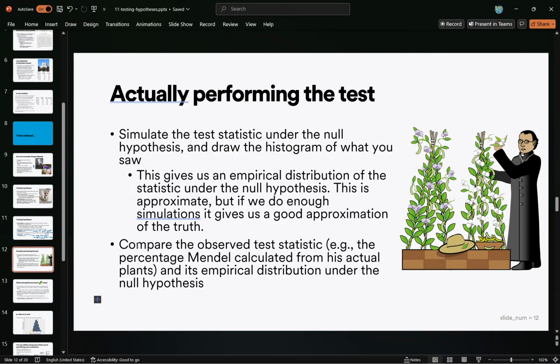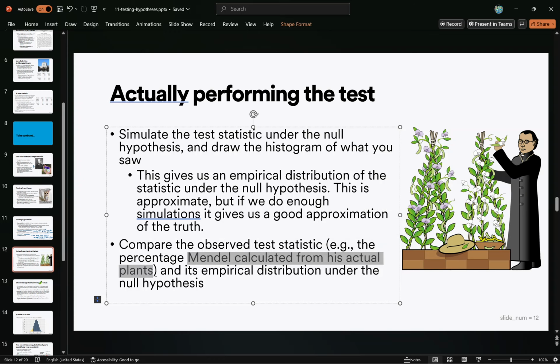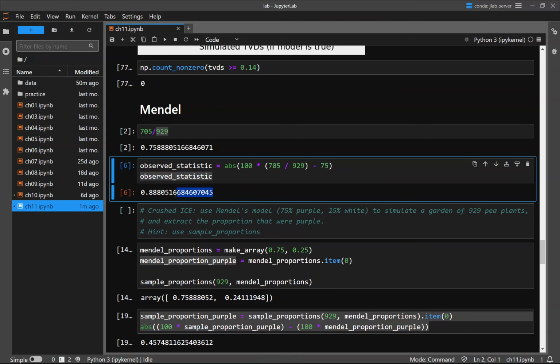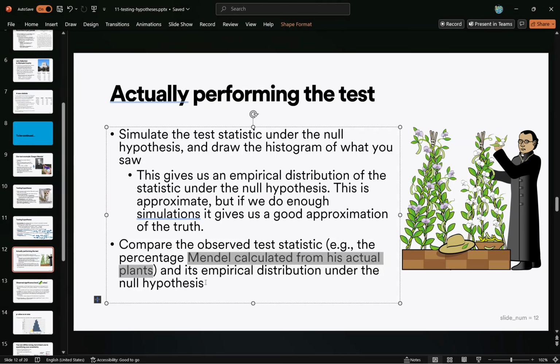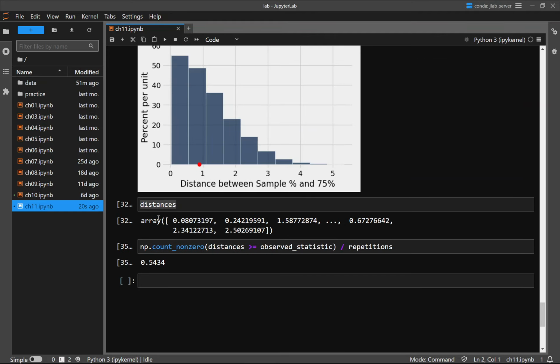All right. And so what we did was we compared the test statistic, the stuff that we saw from Mendel's plants, this observed statistic. That's the distance that he saw, right? We compared that to the distances that we calculated for our empirical distribution, the one due to the model, due to chance, under the null hypothesis. And we figured out that, oh yeah, this is not bad. It looks like over 54% of the time, over 50% of the time, we'd see a value that far out, even if it was exactly a 75%, 25% split. Chance would give us that.